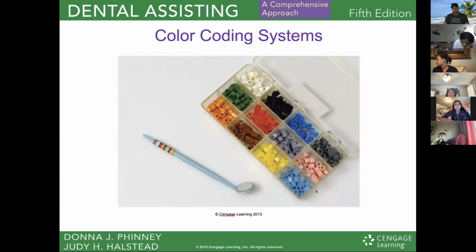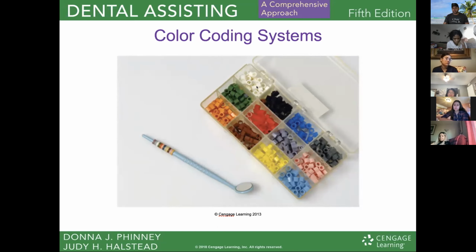Some of your instruments will just have one single color, but after you start running out of colors, a lot of times you have to mix the colors up so that you have different combinations of them. So let's say all of your composite instruments will be blue and yellow. Maybe all of your endodontic instruments will be green and white. And then you'll have other instruments that are color coded that way. Any questions about this at all?